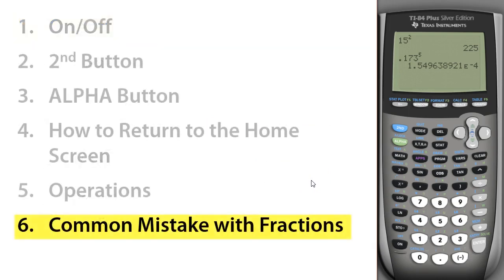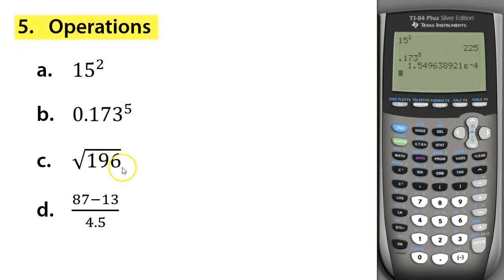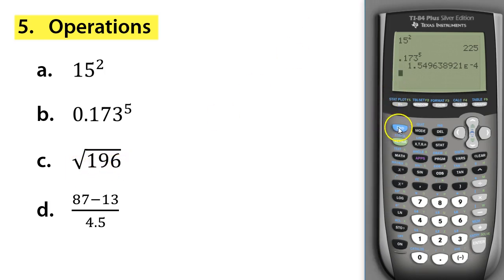Okay, so let's move on. Let's evaluate this one, the square root of 196. The square root sign is in blue, right above the squaring sign, so we press second, x squared, 196, and then the square root of 196 is 14.